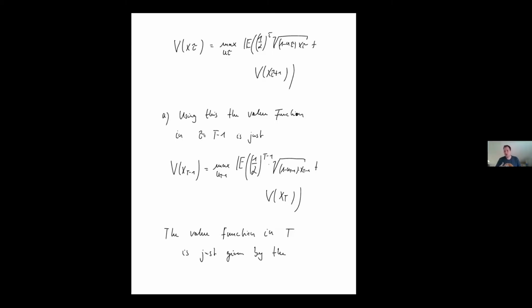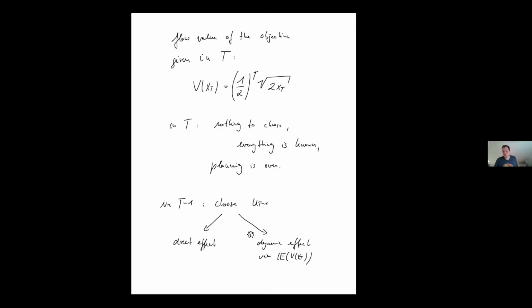Because you have this today and the rest of the planning horizon. But if you're at the end of your planning horizon, there's nothing else left. So the value function in capital T is just 1/2 to the power of t times the square root. So in capital T, and this is I would say the neat thing in basically all of those, maybe all of those finite horizon problems, there is basically nothing to choose, right? We know what's going on. This is just a description. This just tells you how you feel in the last period.